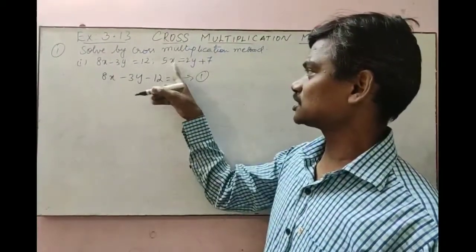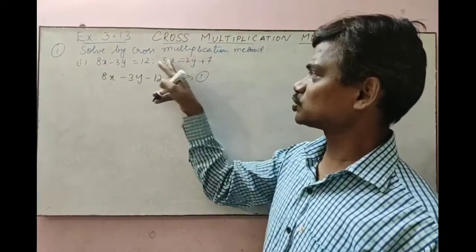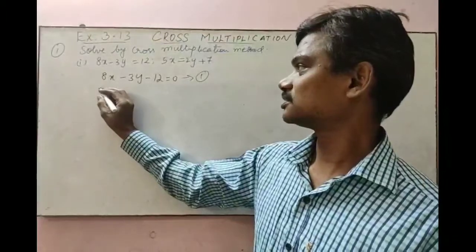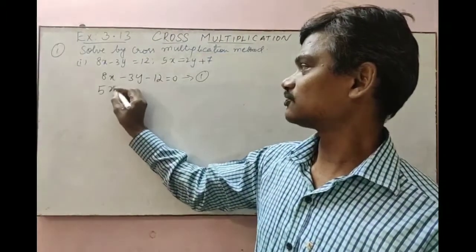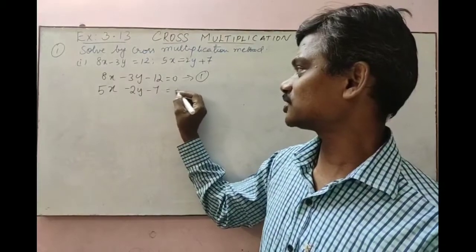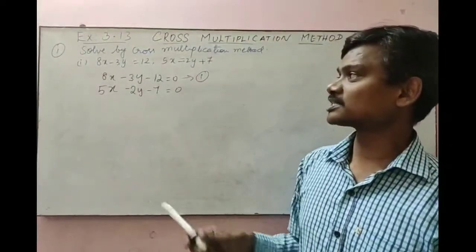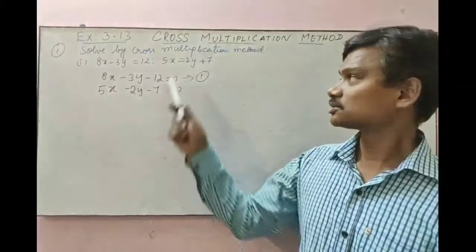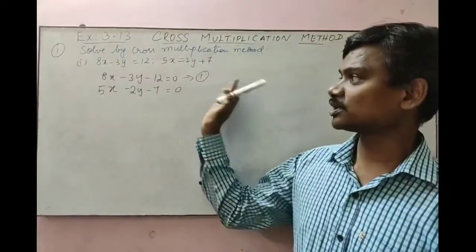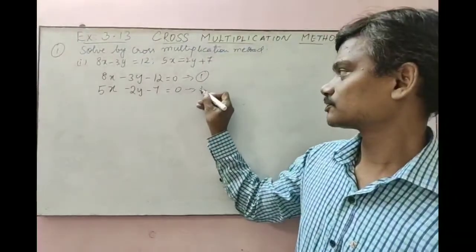Then the second equation, the right side we have 2y plus 7. I am going to bring those two terms to the left side and you will get 5x minus 2y minus 7 equal to 0. But in the substitution and the elimination we don't do like this. So here in the cross multiplication we have to bring all the terms to one side. So that is the first step.